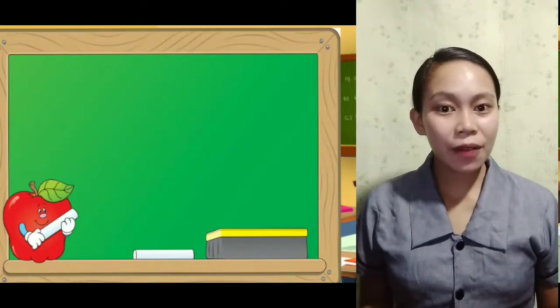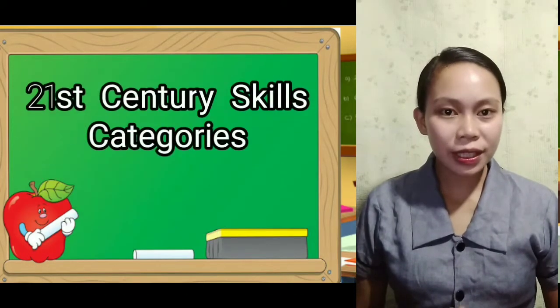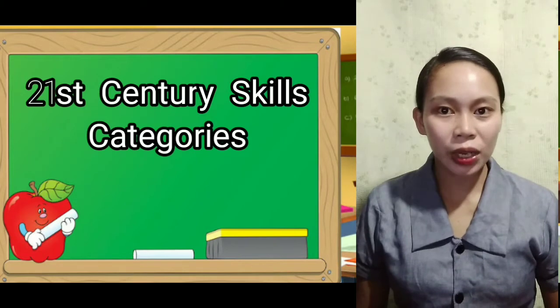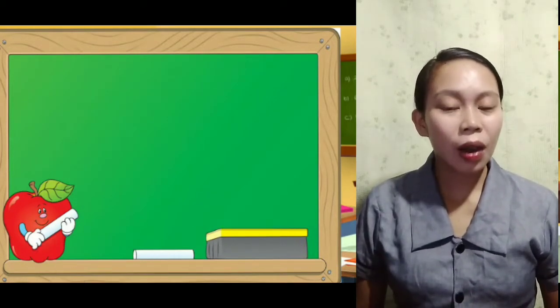We are Group 7, and today we are going to talk about the 21st century skills categories. But before that, let me first introduce to you our objectives.